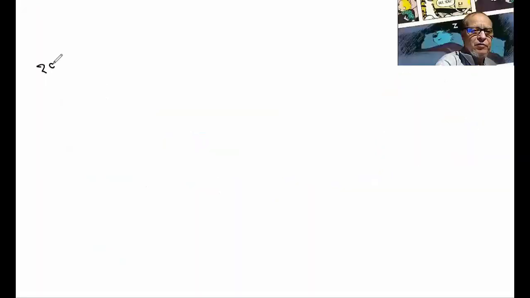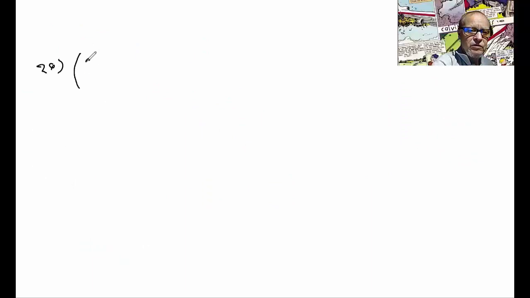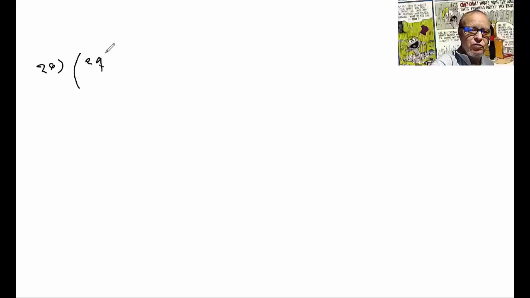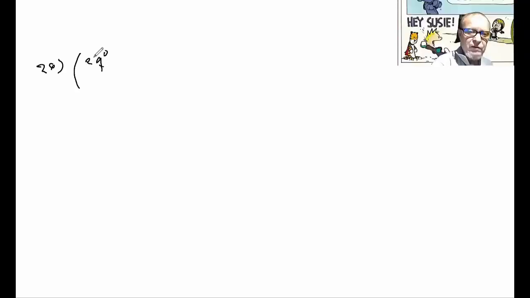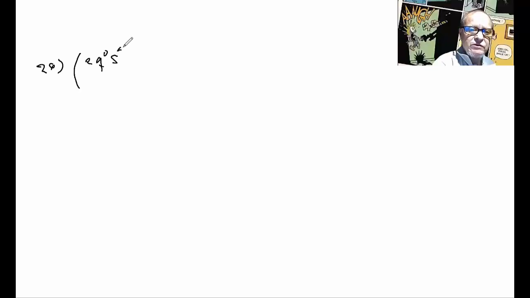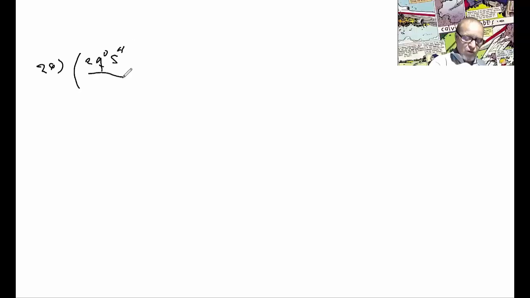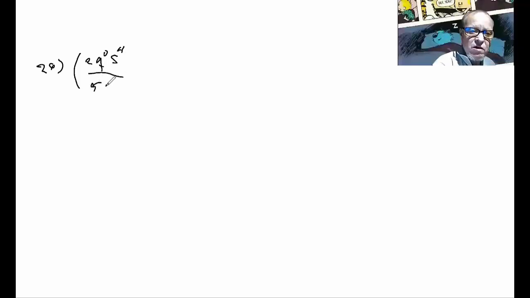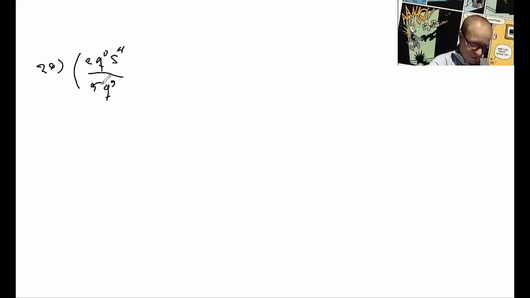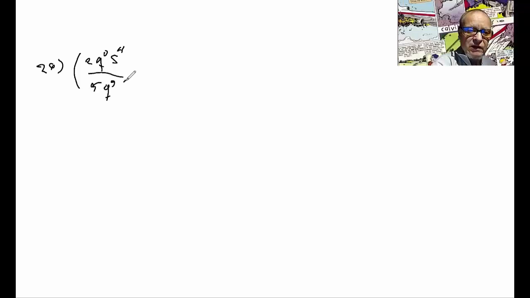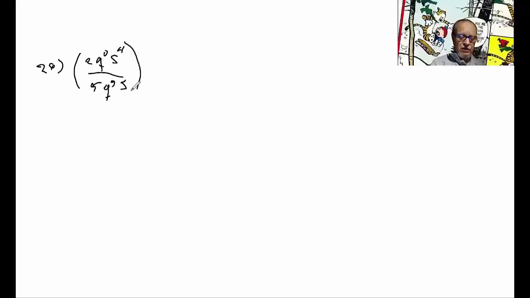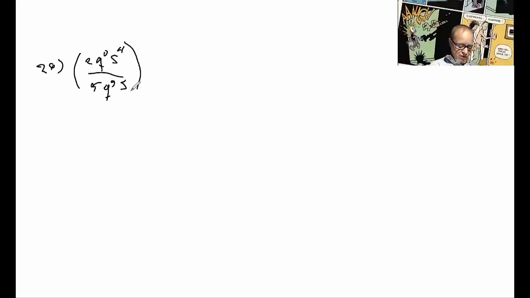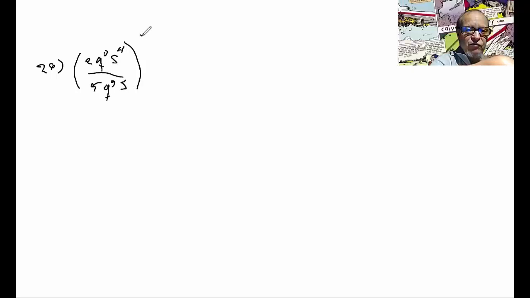In example number 26, we have 2q to the 0 power, s to the 4th power, over 5, q to the 9th power, s, and this entire thing, everything that's inside there, is raised to the fourth power.